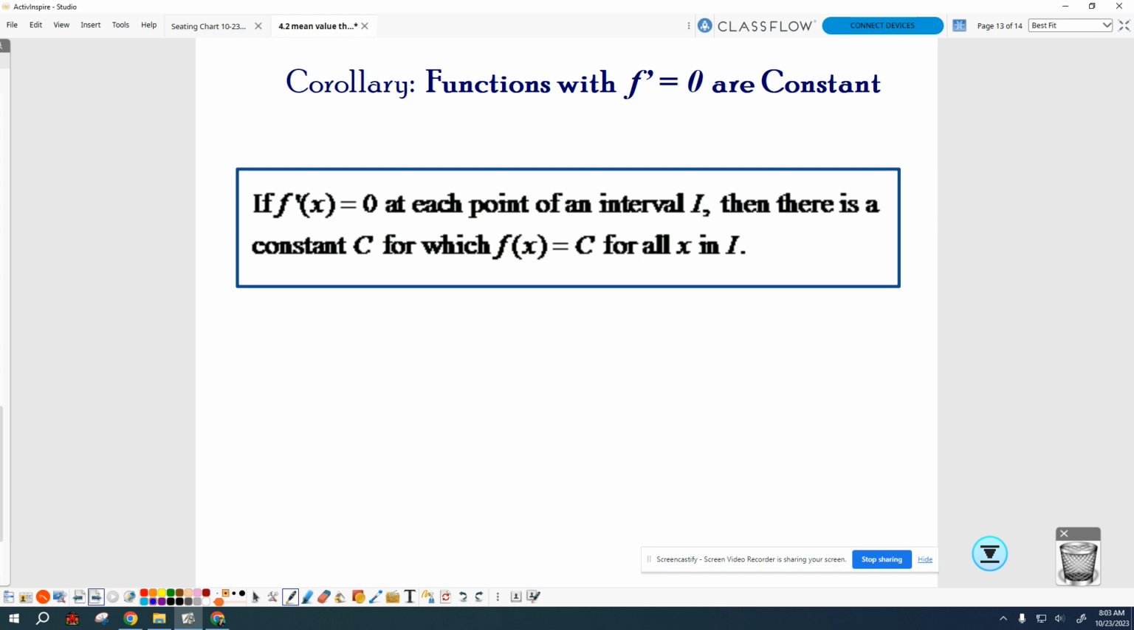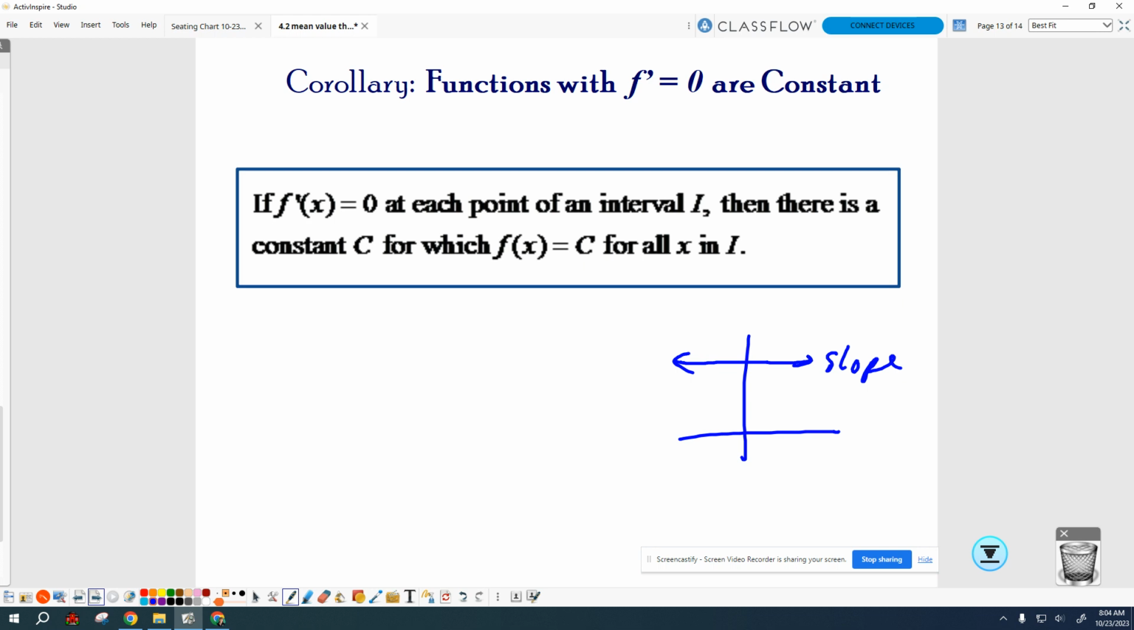Okay, this is to make integration easier later. If the derivative is 0, what do you know about the function? The slope is 0. So if the derivative is 0, it's a constant. The slope would be 0.